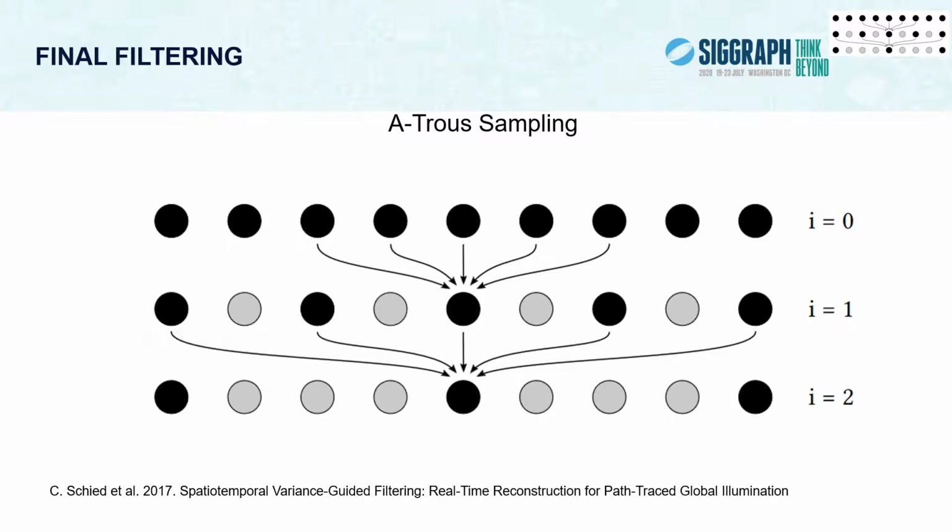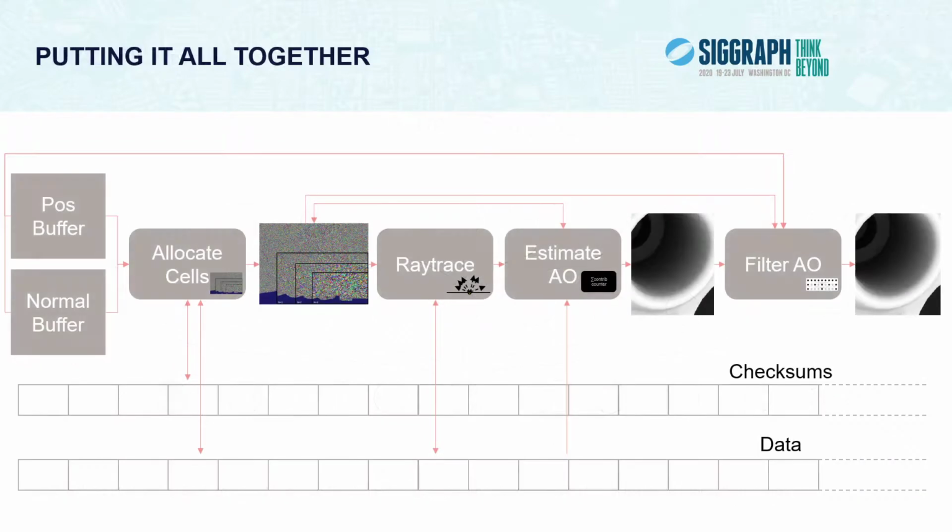We do that using an approach that's very similar to what Christoph Schied and colleagues proposed at SIGGRAPH using a-trous sampling. So if we put all that together, we start from our gbuffer. We can allocate cells at several LODs. We can retrace while propagating to all the LODs, estimate the ambient occlusion, and finally filter it in screen space to get our final result.